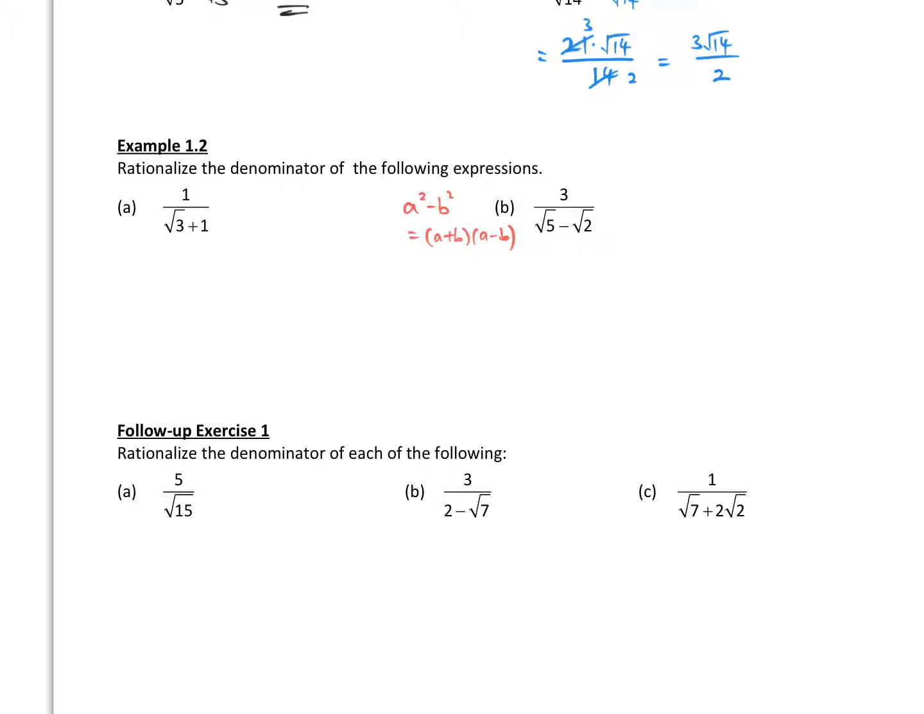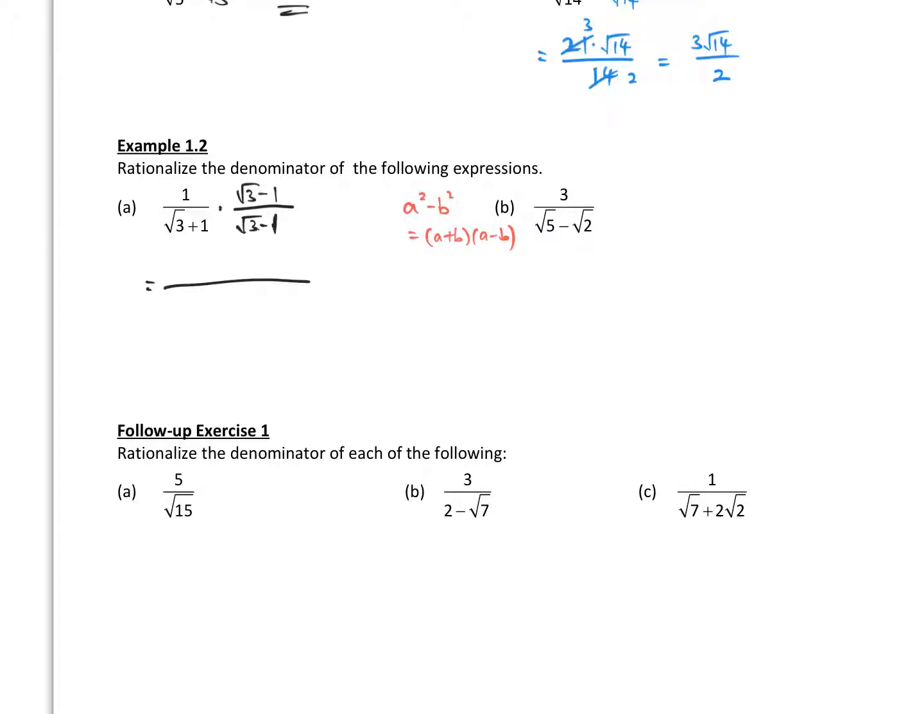So I want to demonstrate it. Make good use of it. Remember, it's not times root 3 plus 1, because root 3 plus 1 times root 3 plus 1, we cannot use this identity. We can use another identity, but the denominator will still have the surd form. So times root 3 minus 1. Not very difficult to understand. Root 3 minus 1, root 3 minus 1.